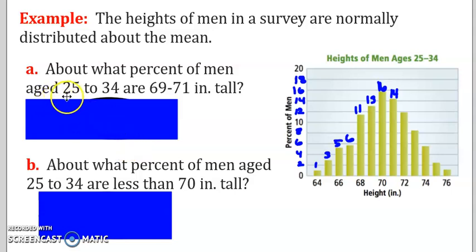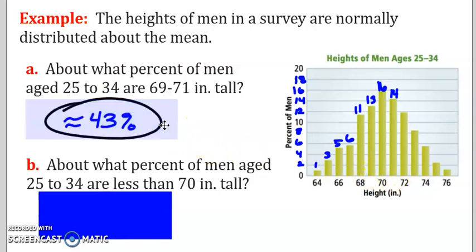So here it says from ages 25 to 34, what percent are 69 to 71? So that's, let's see, this central three columns right here. So we'd have to add those three columns together, and we have to approximate because I don't know that that's exactly 13, right? So these three columns added together, we'd get 43.